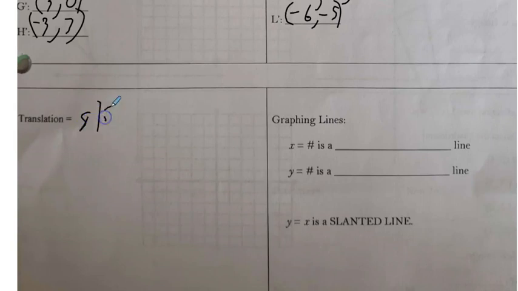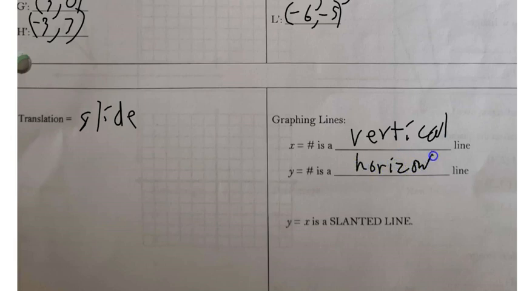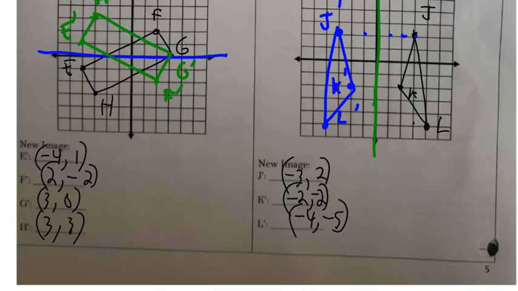Translation, just remember, equals a slide. Okay? Graphing lines. X equals a number is a vertical line. And Y equals a number is horizontal. Sorry to turn around in my own head. So X equals looks like this. Y equals looks like that. And Y equals X is a slanted line. Like that. And that's it. There you go.